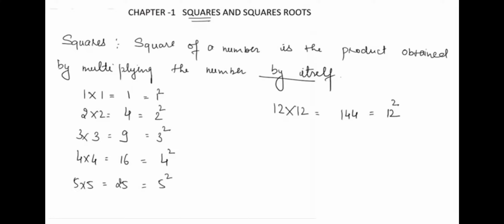Here some more examples I have given. 5 into 5, 5 square. It means 12 square, that means 12 multiply 12. So it is very easy. Square means we find the product by multiplying the number by itself, that is the square of that number. Is it clear, students? Fine.